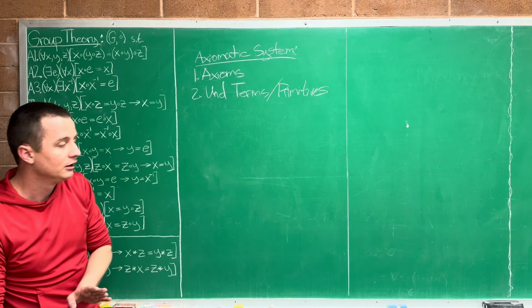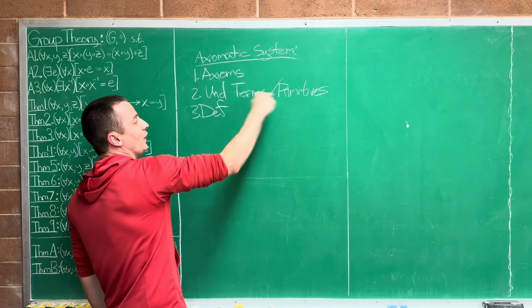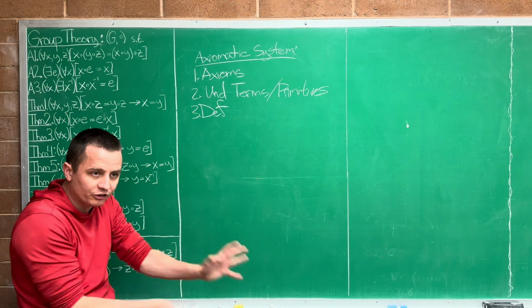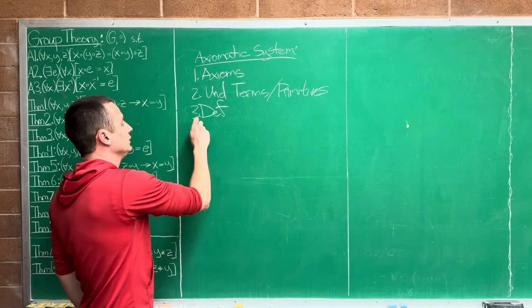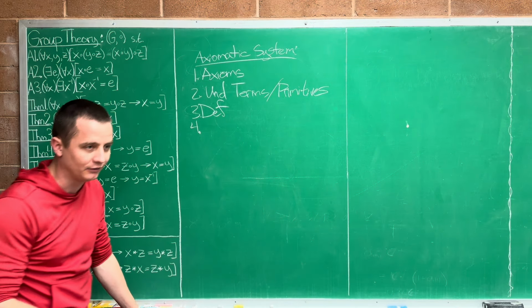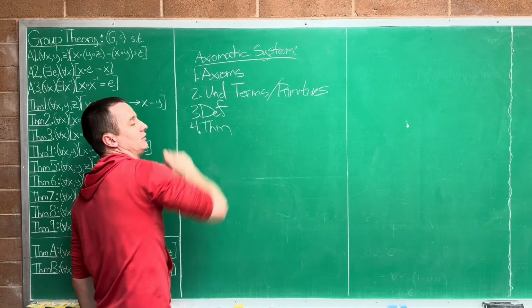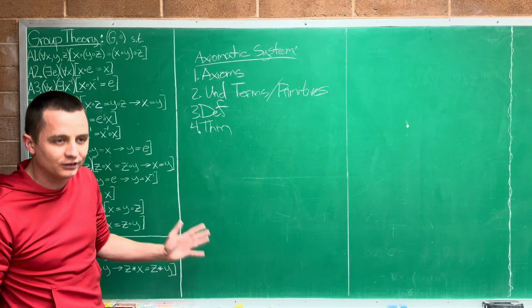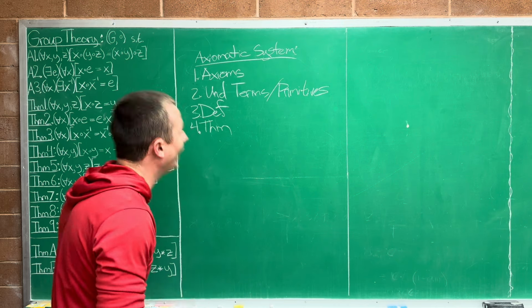Okay. Three, definitions. Once we have undefined terms, we can start combining those terms together to create definitions, defined terms. And then finally, the most important part of our axiomatic system: four, theorems. Theorems are the logical implications of our axioms, what it is our axioms entail. So that is our basic components of any axiomatic system.